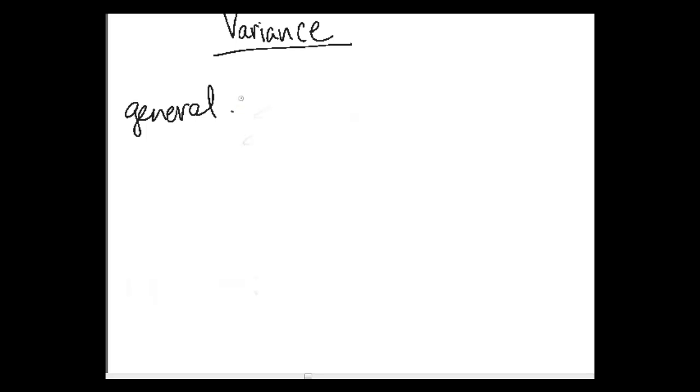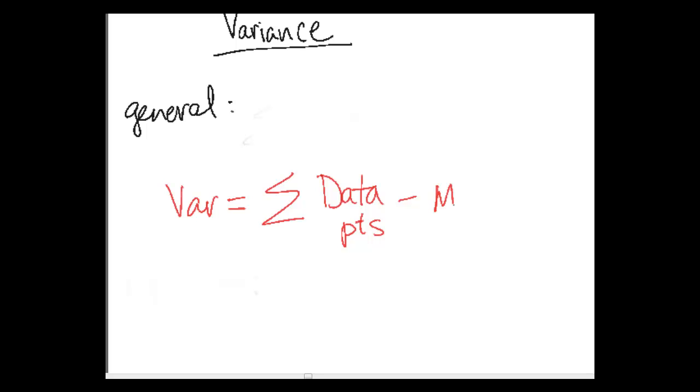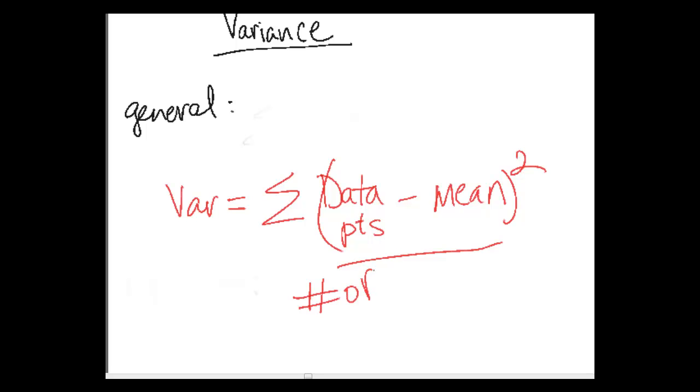Today we're going to be talking about variance, and specifically variance calculated with just raw data points. Okay, the general formula for the variance will be equal to the summation of all the data points minus the mean, squared, over the number of observations.